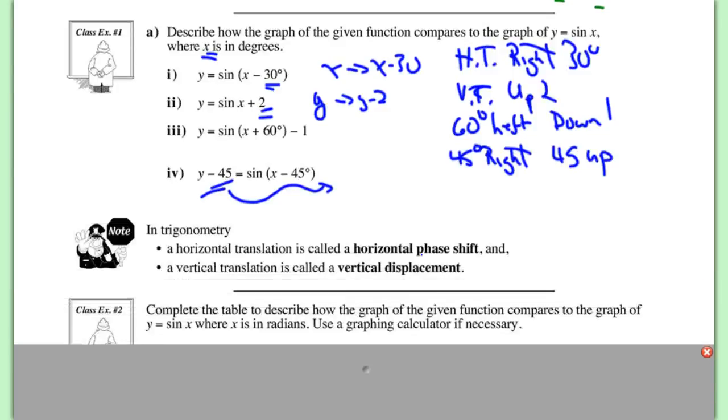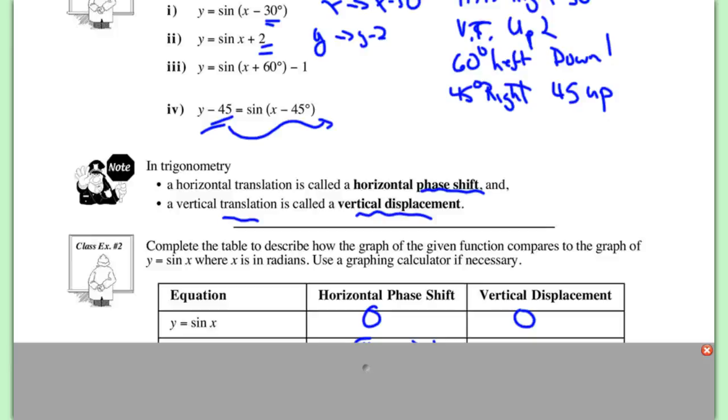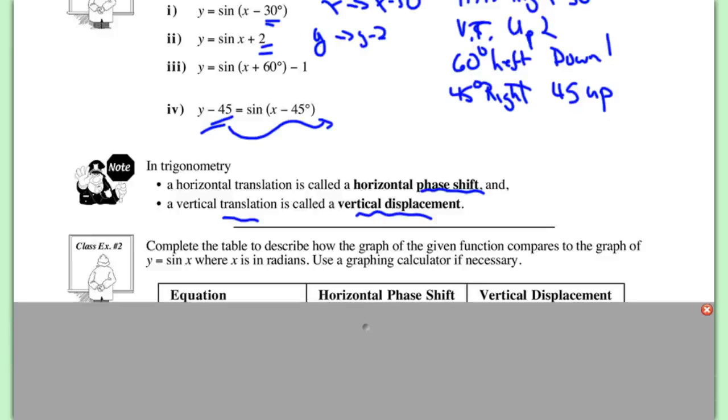We need to remember these words. We have special words for these horizontal shifts. They're called phase shifts. The vertical translation we're still calling a vertical translation; we don't have a special word in trig for that. Without using a graphing calculator, preferably, I'd like you to go and look at each of these equations and then discuss their horizontal and vertical displacements or changes.